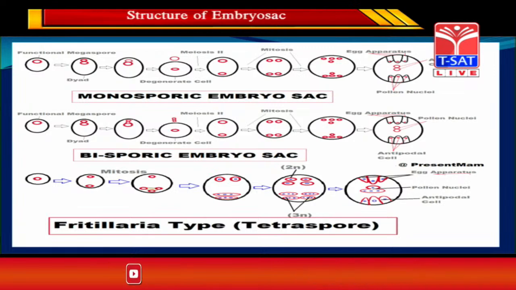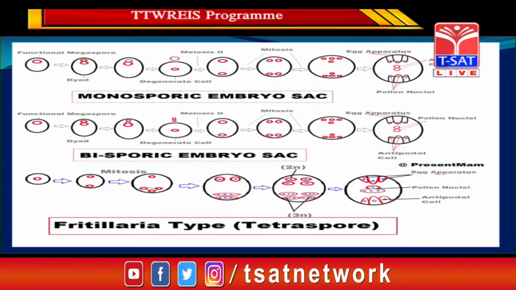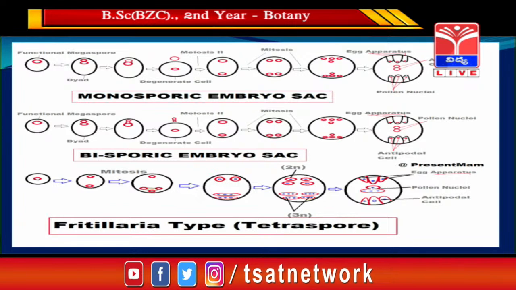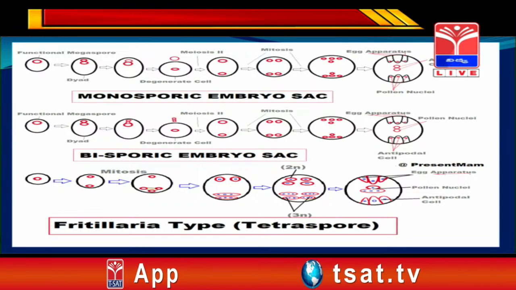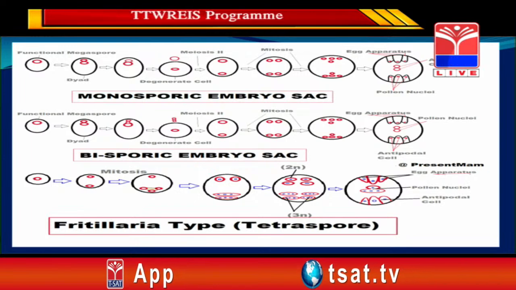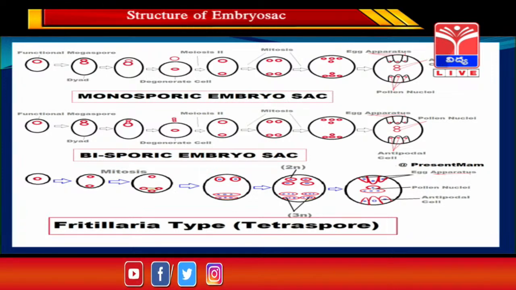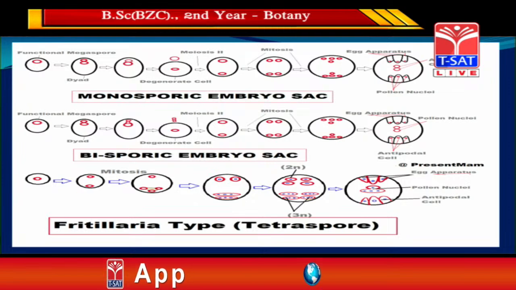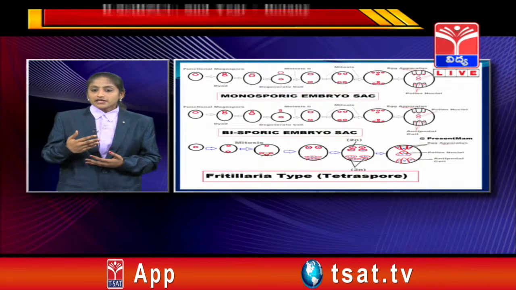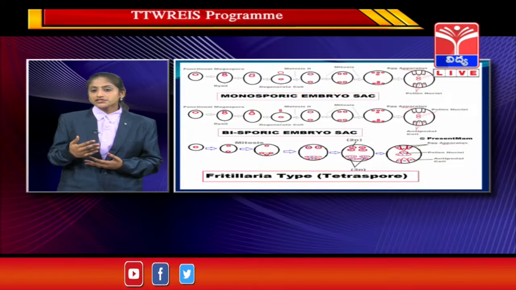In this, first the MMC, megaspore mother cell, undergoes meiotic division, then forms 2 cells. The 2 cells undergo division, and then form a 1+3 arrangement. So the micropylar end has 1 cell and the chalazal end has 3 cells. This cell undergoes division, and then the micropylar end has 2 cells and the chalazal end has 6 cells. The 6 cells undergo division, then the micropylar end has 4 nuclei and the chalazal end has 12 nuclei. Then lastly we observe the formation of an embryo sac, a 7-celled and 8-nucleated structure.